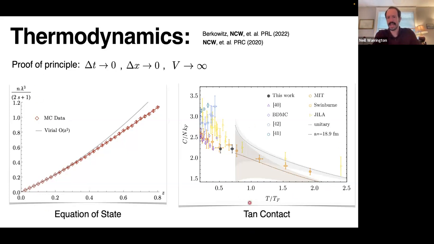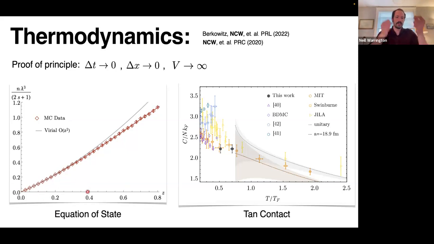Over here we have something called the tan contact parameter. Basically, the equation of state is what's the density as a function of mu. The variable on the x-axis is actually the fugacity z, which is the exponential of beta mu, but you can think of this axis as mu. As you dial up mu, the density gets bigger.